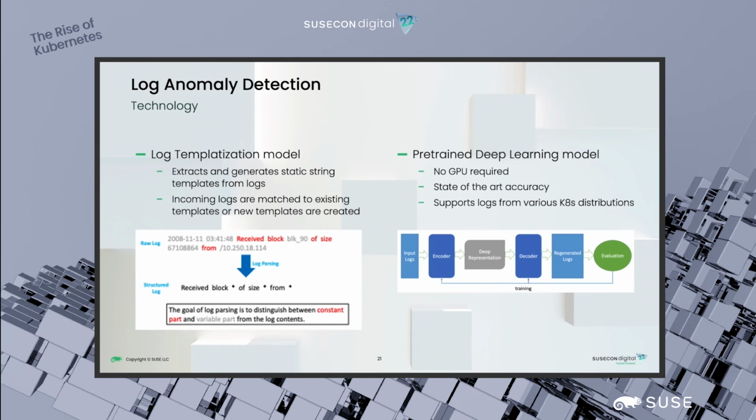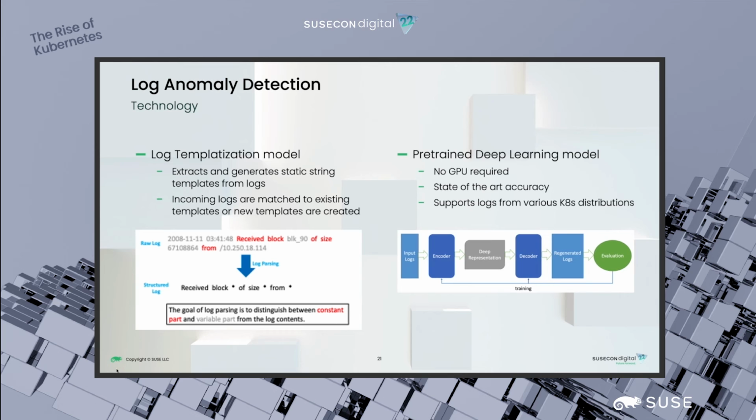Our log anomaly detection model is an ensemble of two submodels, the log templatization model and an advanced deep learning model. I will walk through them one by one. The log templatization model extracts and generates static string templates from logs. These templates can then be used by matching to any incoming logs.